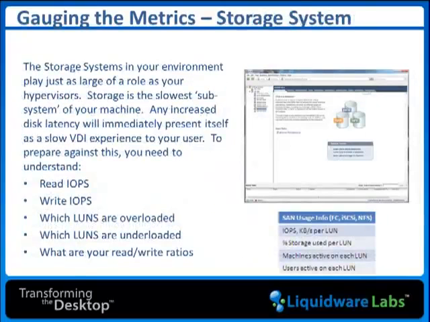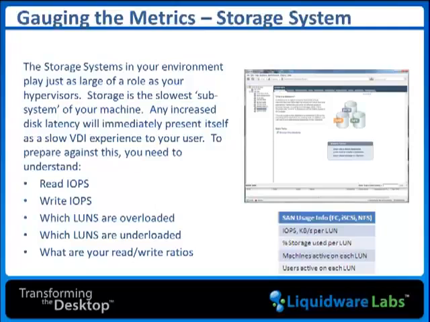And next, we have the storage system. The storage system is going to be the third major component of VDI visibility. The storage system in your environment plays just as large of a role as your hypervisors. In fact, some people would say that storage is the most overlooked and most important aspect of VDI. This is because storage is the slowest subsystem of your machine, and this is true for desktops or laptops or VDI, really anything. Any increased disk latency is immediately going to present itself as a slow VDI experience to the user.